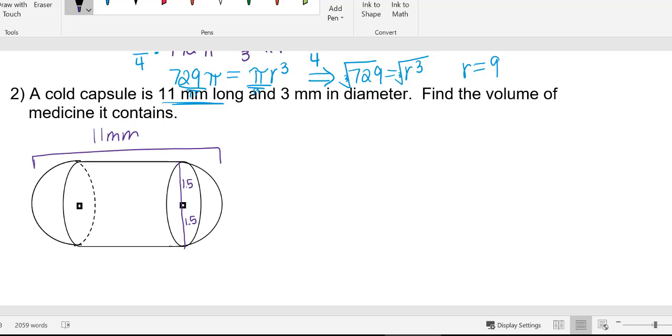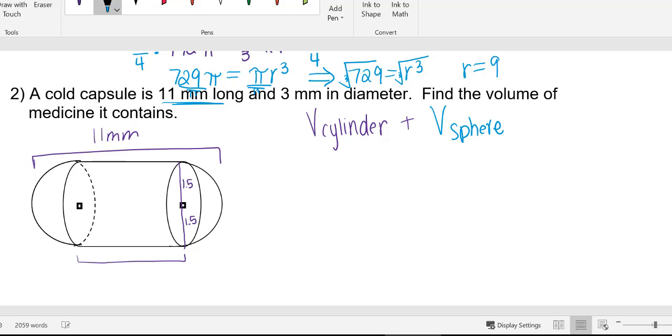We want to find the volume of the medicine it contains. So when I'm looking at this figure, I see on the inside I have a cylinder. So I want to find the volume of the cylinder, and then I want to find the volume of the sphere. I have 2 hemispheres on both sides. When I put 2 hemispheres together, they create a sphere. So I'm going to start with writing out my formulas for both. My cylinder, pi r squared times h, and my sphere, 4/3 pi r cubed.